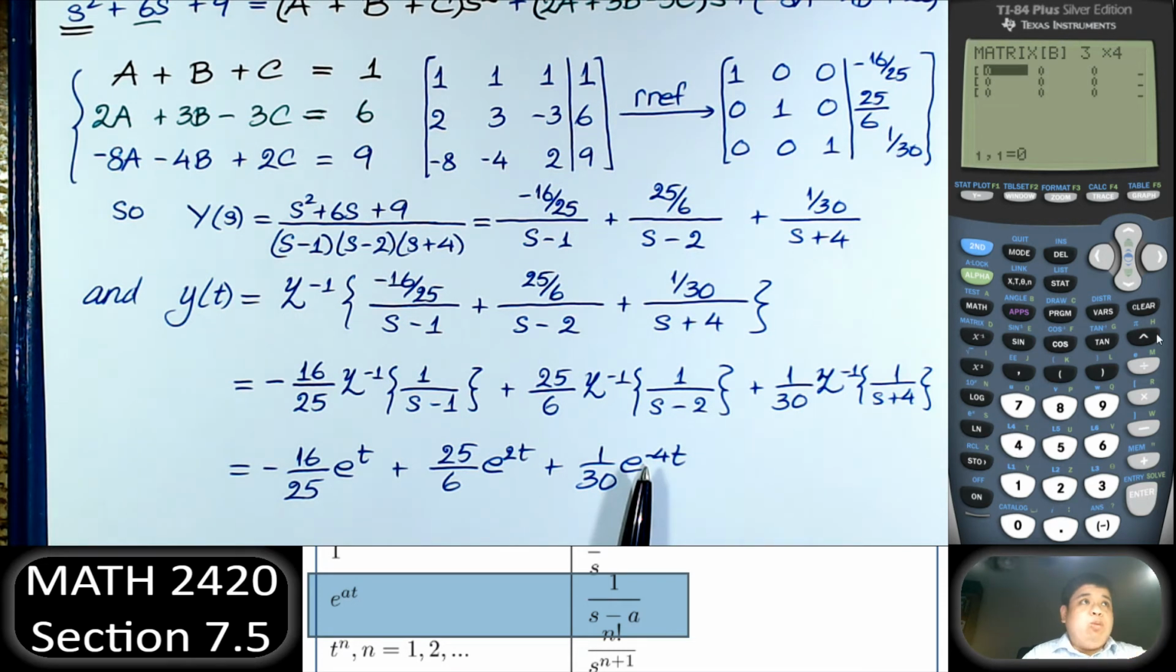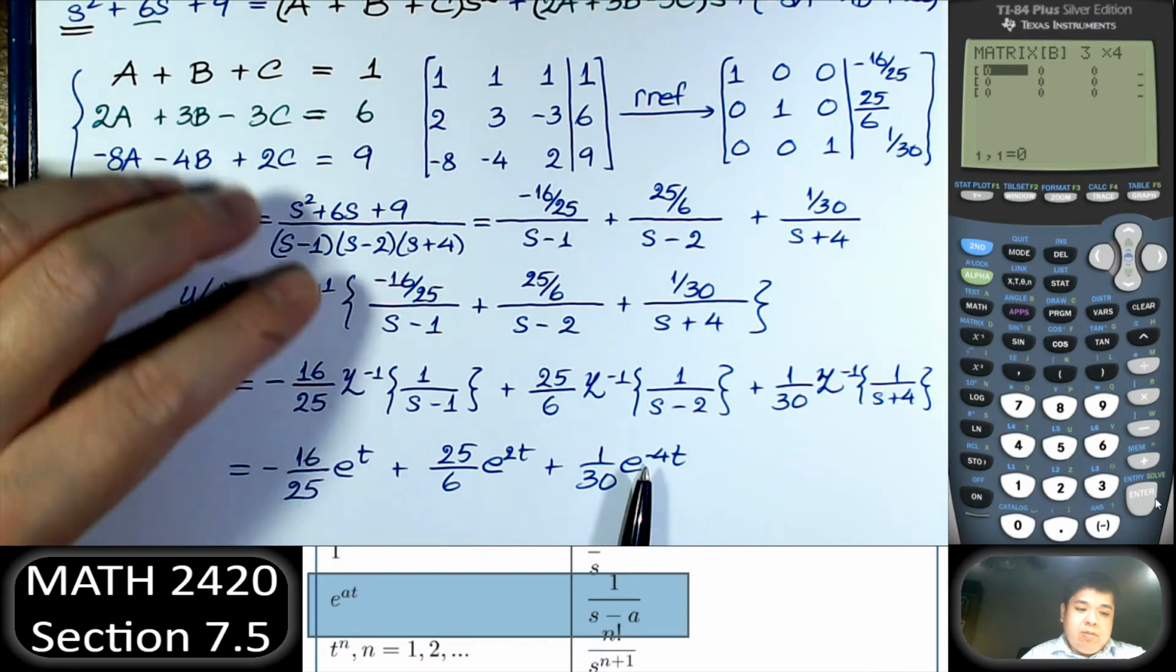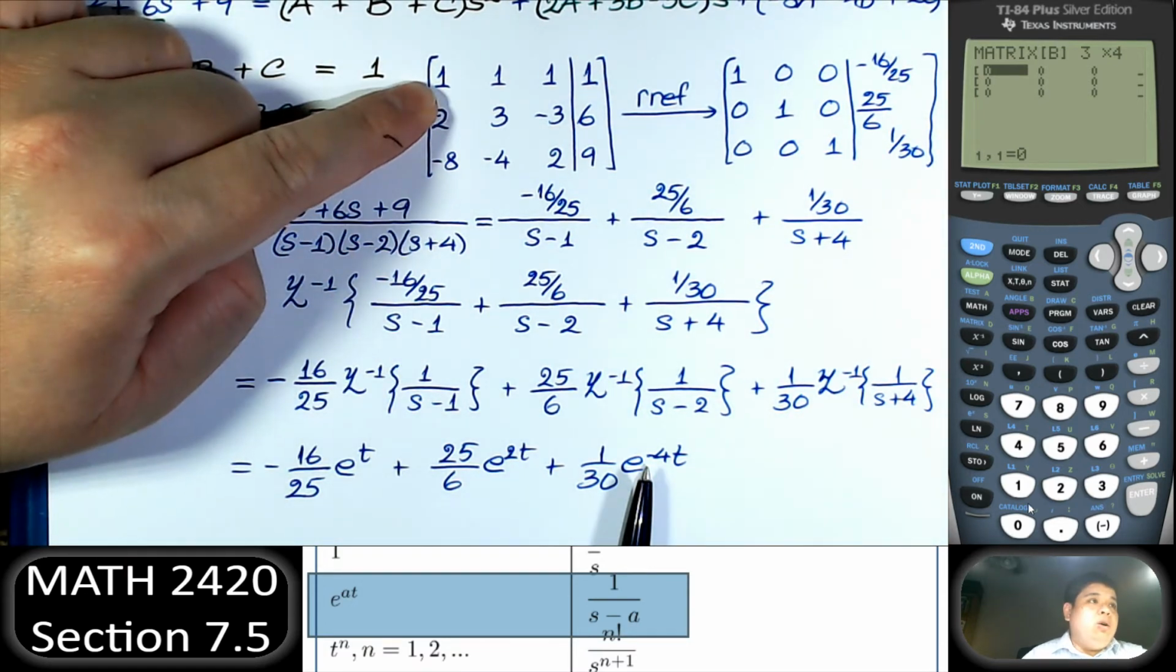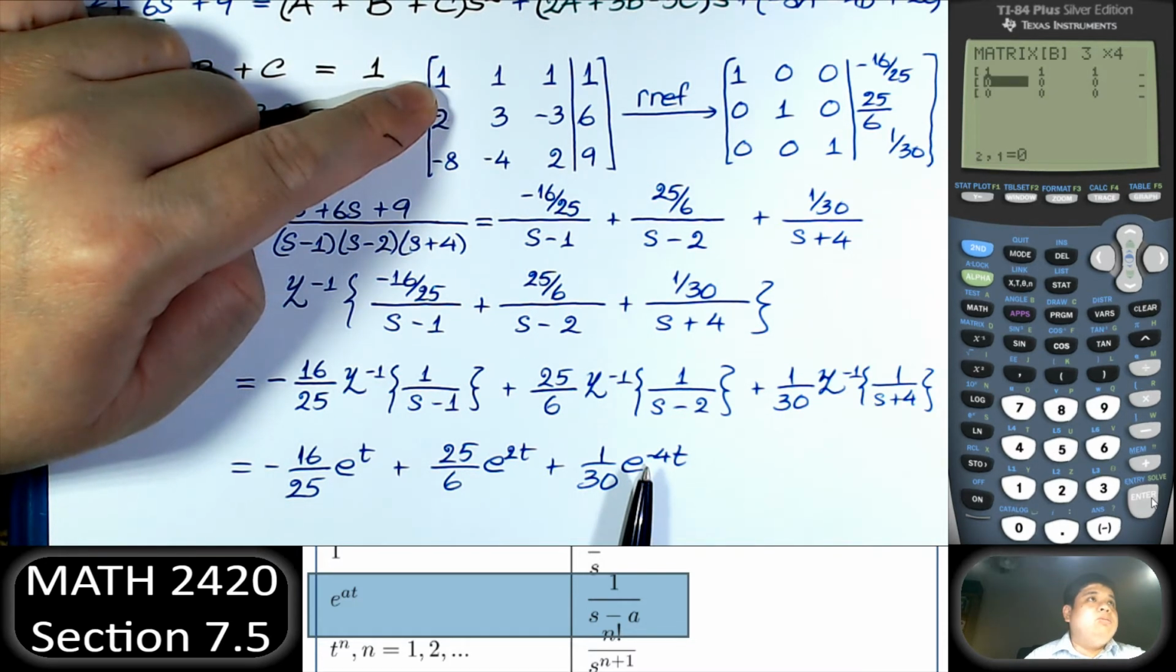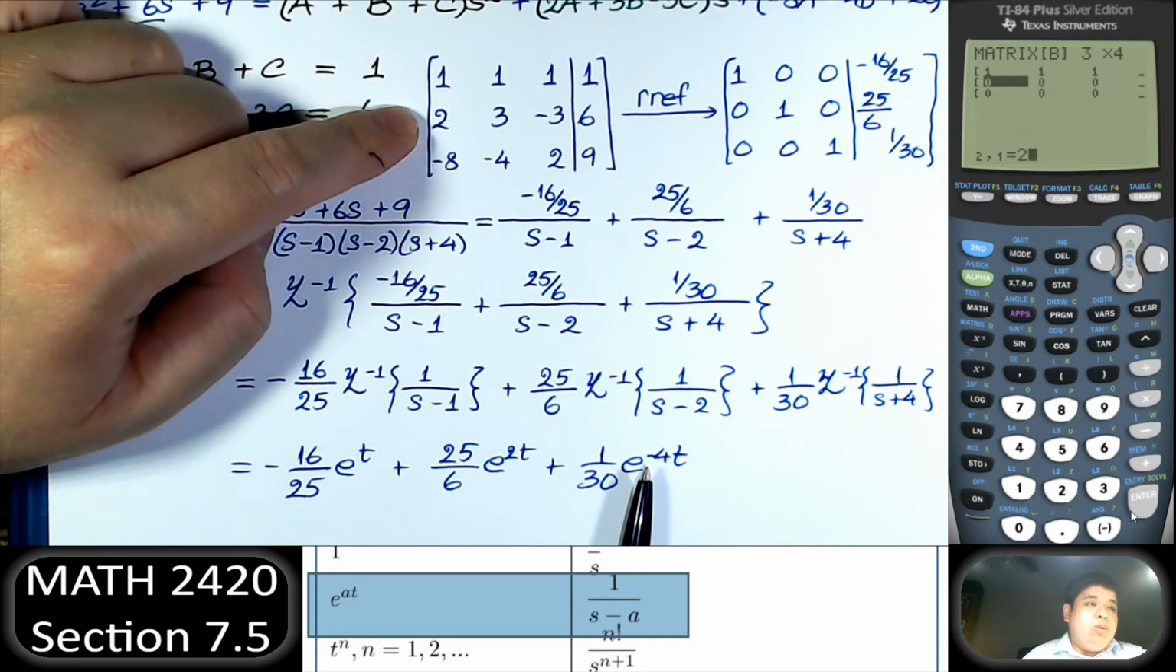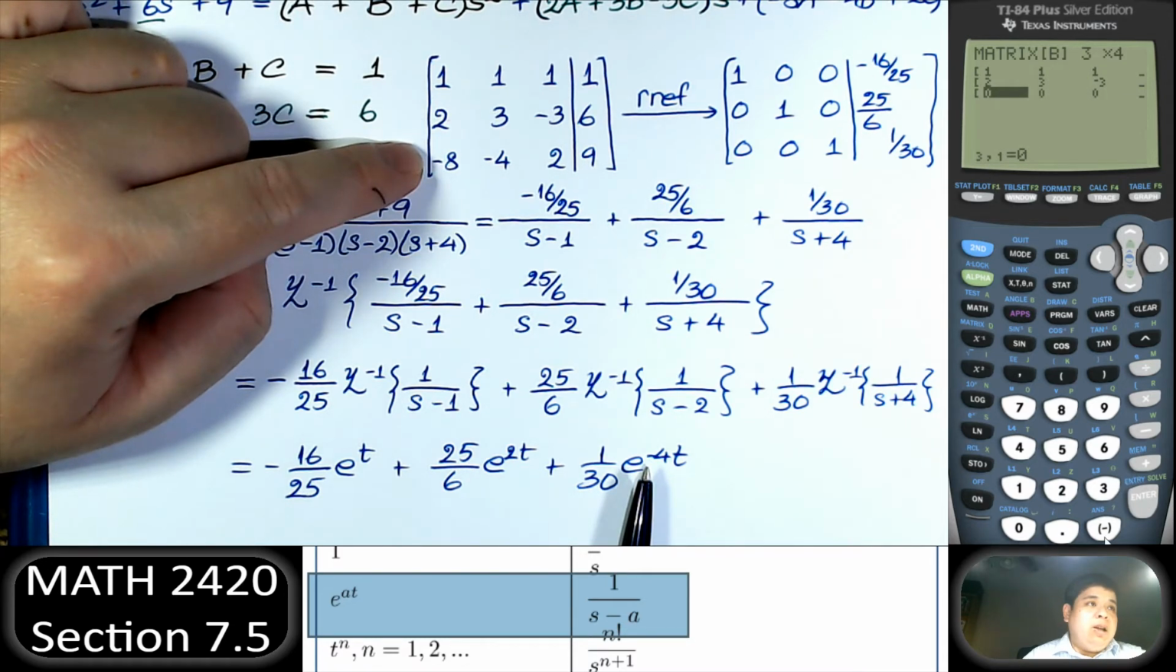In this environment, we will use the enter button, and then the matrix: 1, 1, 1, 1, 2, 3, negative 3, 6, negative 8, negative 4, 2, and 9.